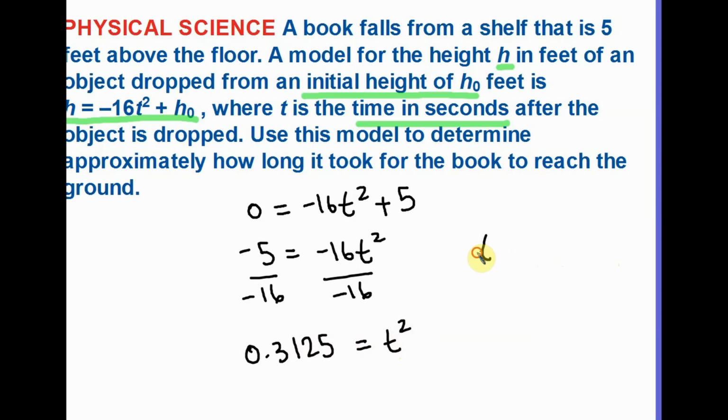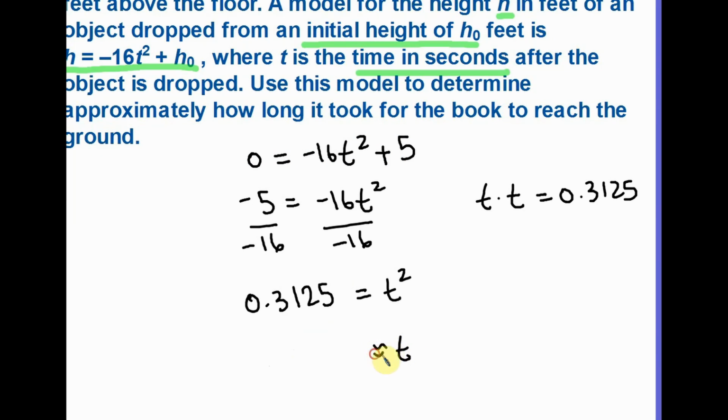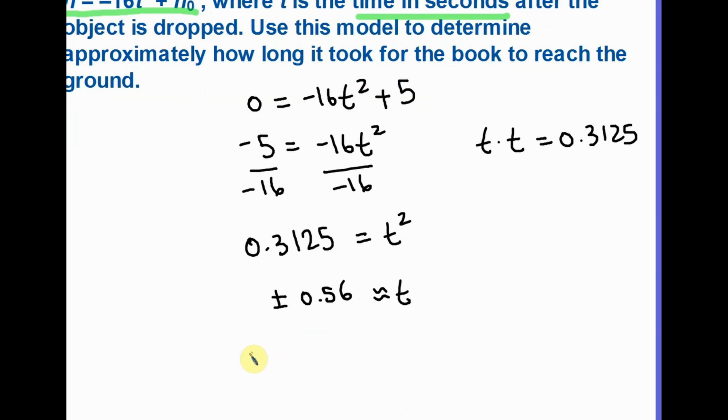I hope that you're not trying to find what two numbers you need to multiply to get 0.3125 on your own, because it might take time. So to save your time, what if I use a calculator? The square root of 0.3125, t is about plus or minus 0.56. Since t is representing the time, we cannot use negative in this situation. Thus, your answer will be just 0.56 seconds, and that is equal to your t, and this is going to be your answer.